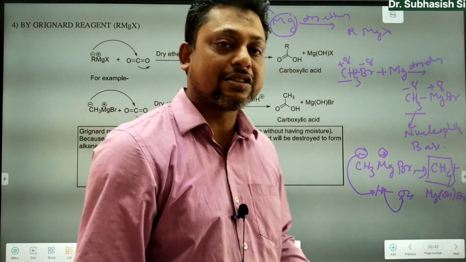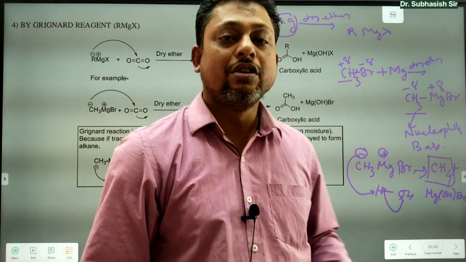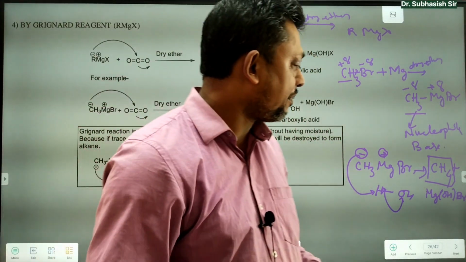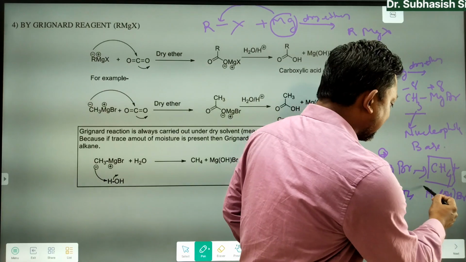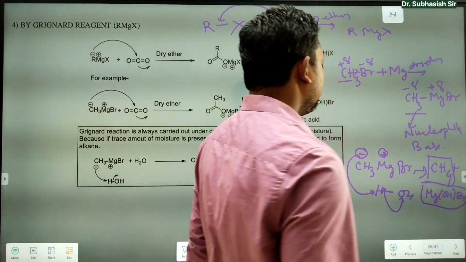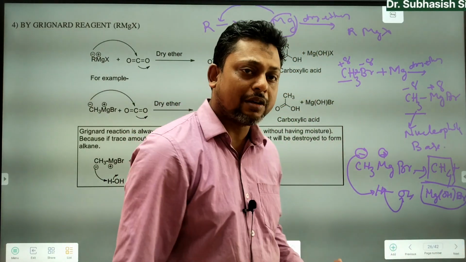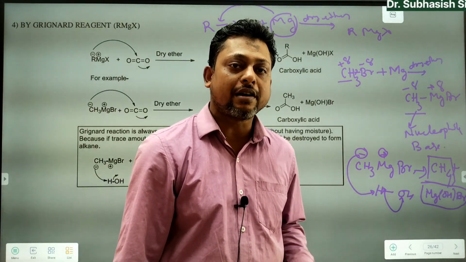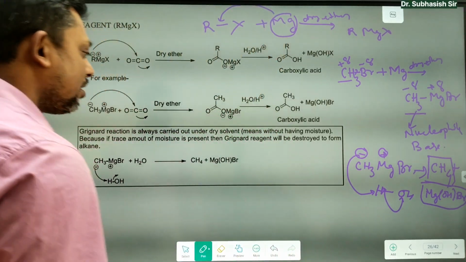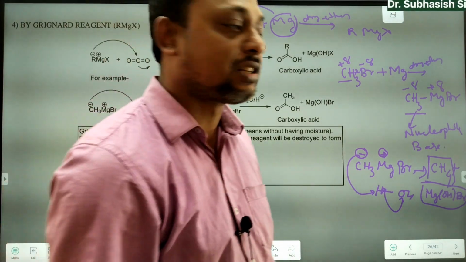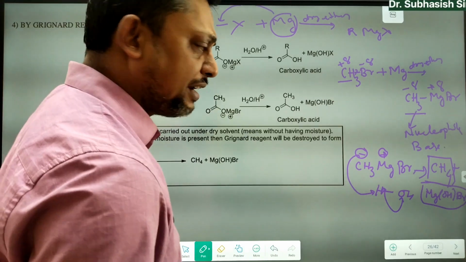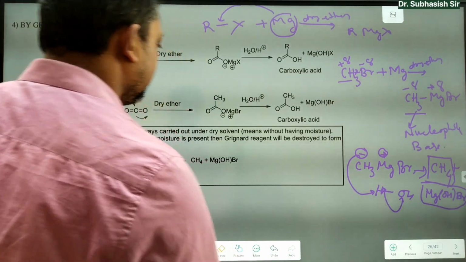So this Grignard reagent, you can clearly see, will convert to what? Alkane. So it will be destroyed. Grignard reagent will not be retained in the reaction mixture. It will be destroyed to form alkane plus this magnesium OH-Br. So that's why the preparation of Grignard reagent is always carried out in dry ether and under dry atmosphere, or also we call it an inert atmosphere. So yeah, it's a very important concept from alkyl halide.